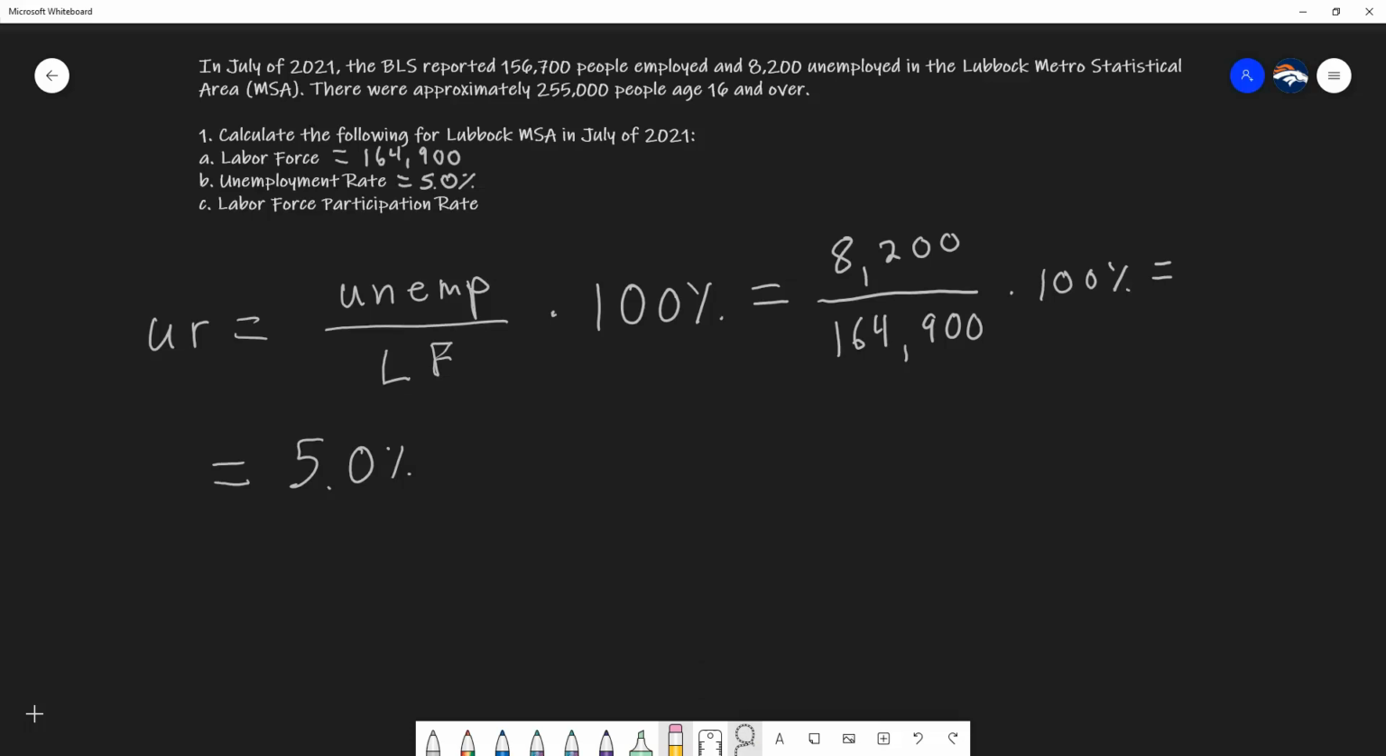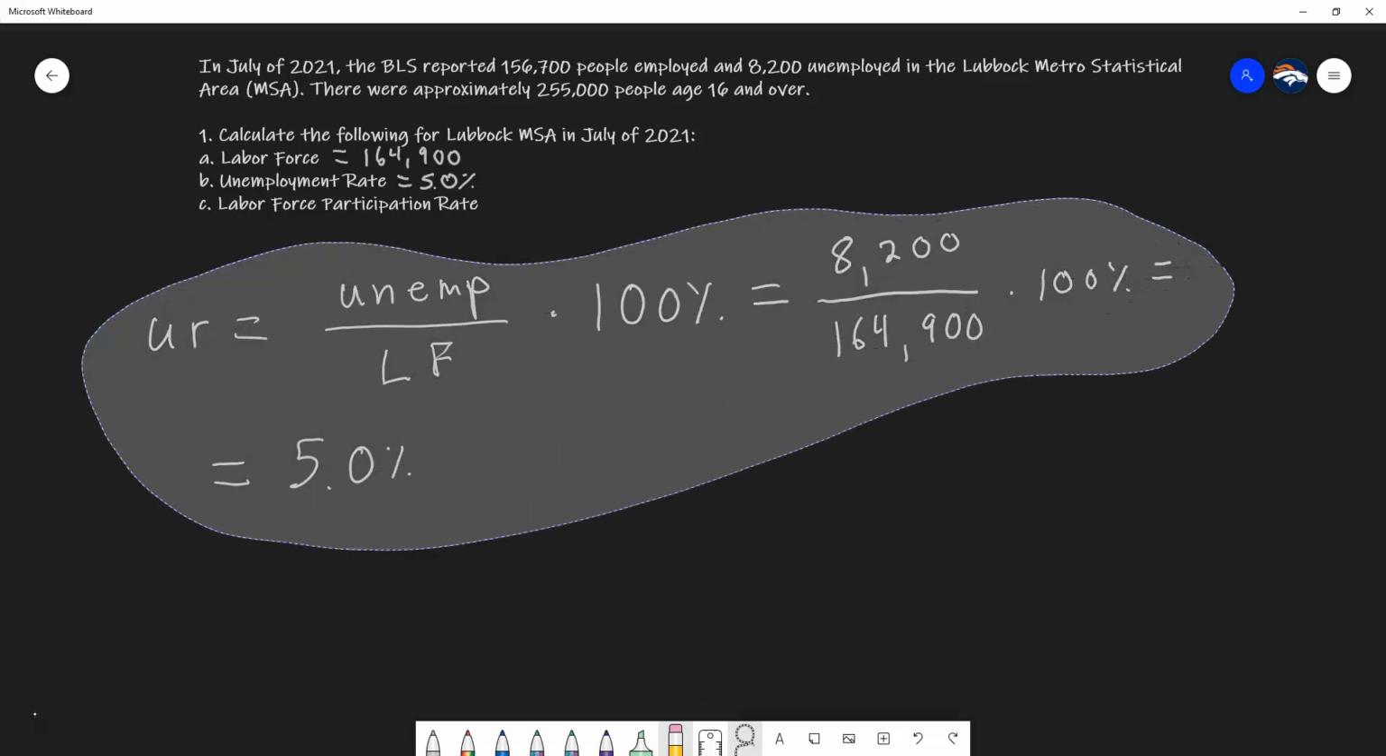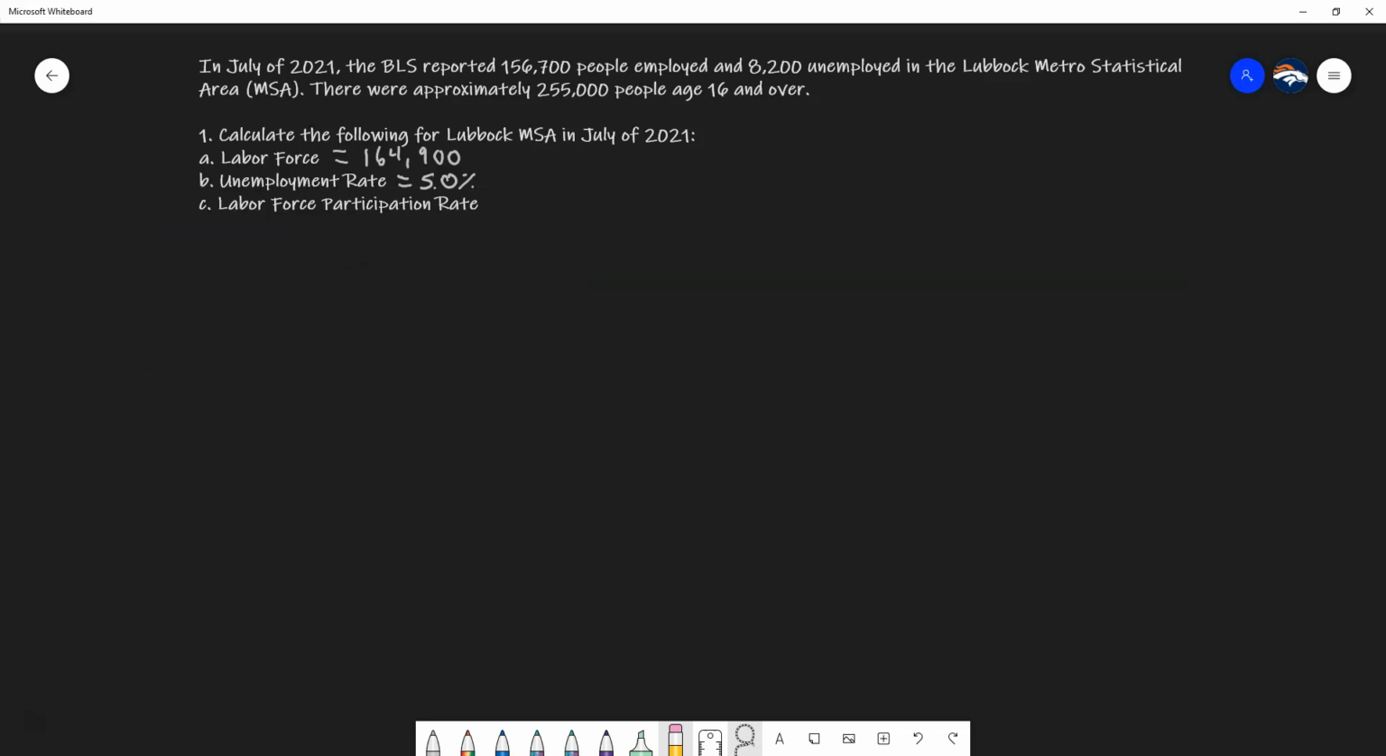Now the last thing we need to do is calculate the labor force participation rate. So how do I do that? Well, the formula for the labor force participation rate, I'm going to write it as LFPR equals the labor force, the finding we found in 1A, 164,900 people. We're going to use it again, divided by our population, 16 and over, times 100%.